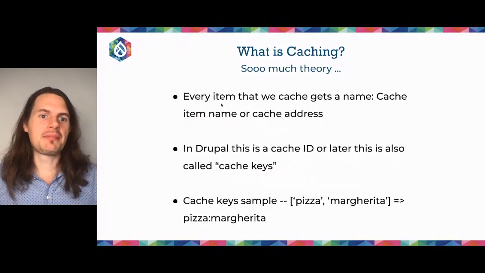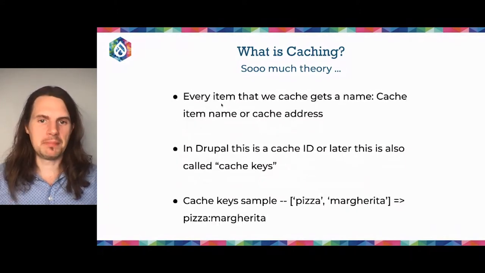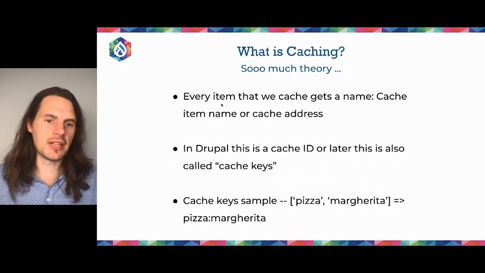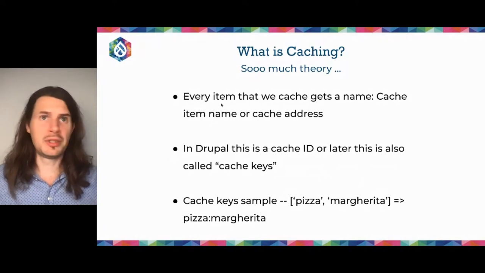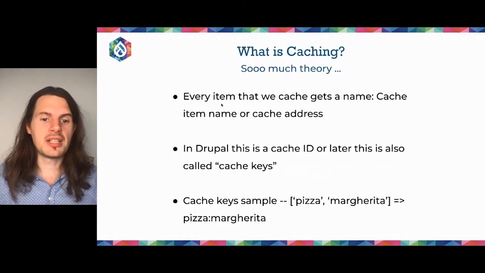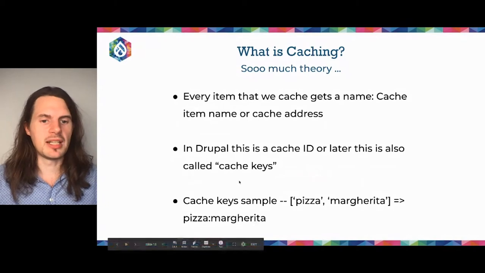Every item that we cache in general gets a name. That's a cache item name or cache address or cache key. In Drupal, it was called once a cache ID, but we later call it also a cache key. In a sense, that's all the same. It's essentially the name for your cache item. It's how you identify it. So for example, if we have a pizza margherita and we use a cache key sample, then we have like pizza margherita in an array. But if we use it as a cache ID, we would use pizza margherita as that ID.